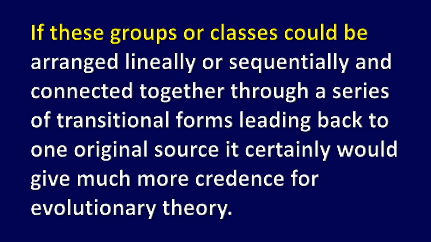And this is a key statement right here. Because if you're looking for evidence of evolution, what would you expect to see either in real life or in the fossil evidence? You'd expect this. If these groups or classifications or classes could be arranged linearly or sequentially and connected together through a series of transitional forms leading back to one original source, it certainly would give much more credence for evolutionary theory, and that's probably putting it mildly.